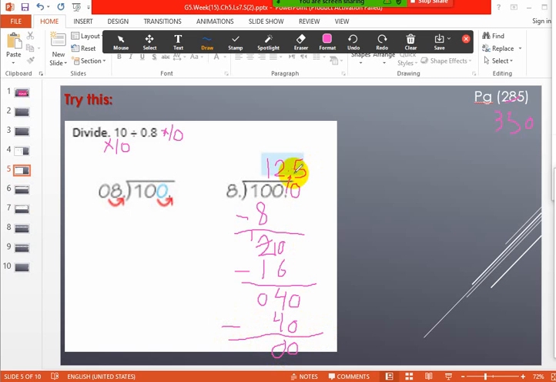Very good. So the final answer is what? 12.5. Very good. Thank you, Sheikha. Thank you, dear. So this is how we will divide, or we will use the decimal part to help us. Girls, did you finish?